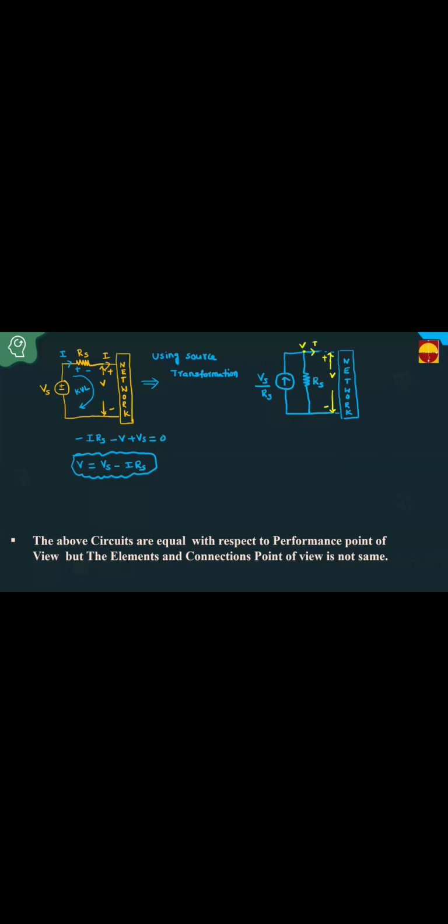Let this current be I. I remains constant, V remains constant. Without affecting this, we can apply the source transformation. Say for example, apply KCL at this node.